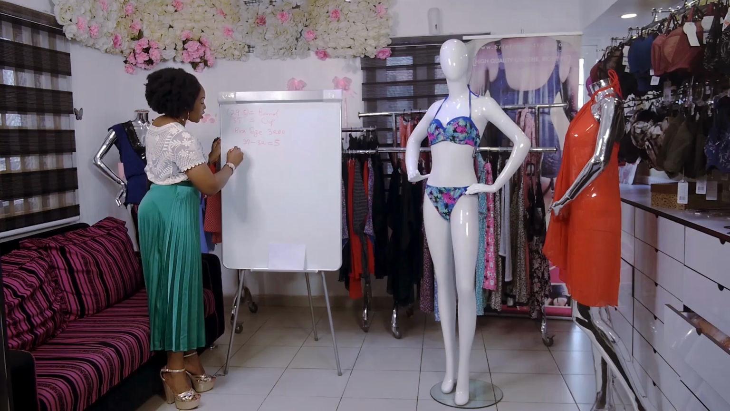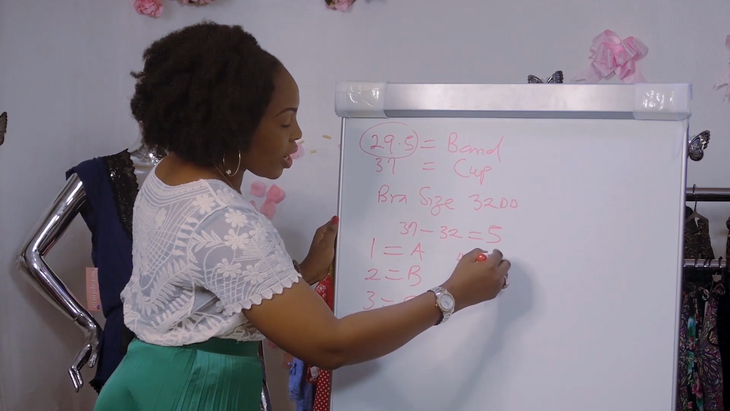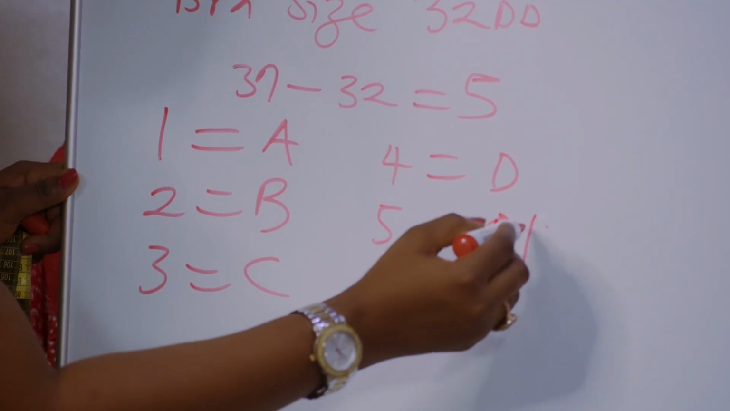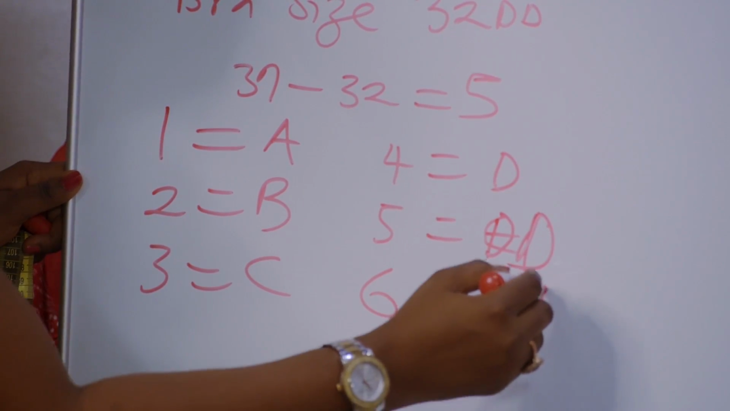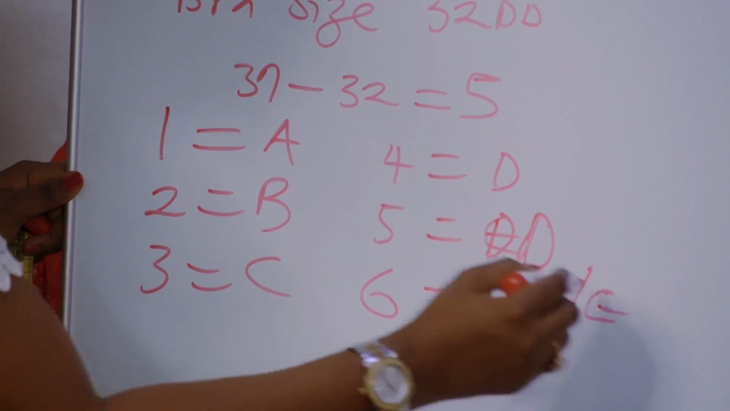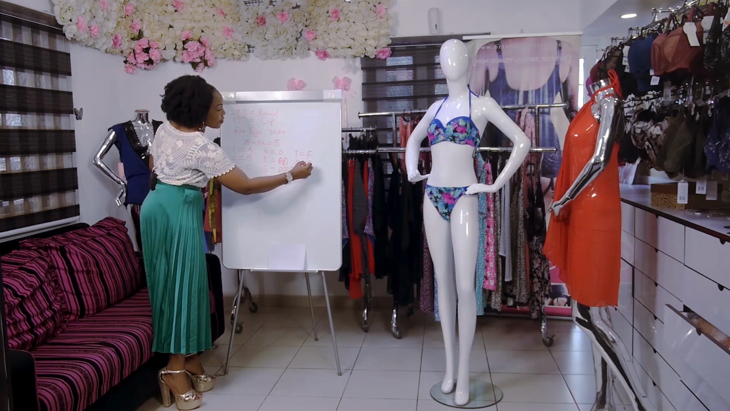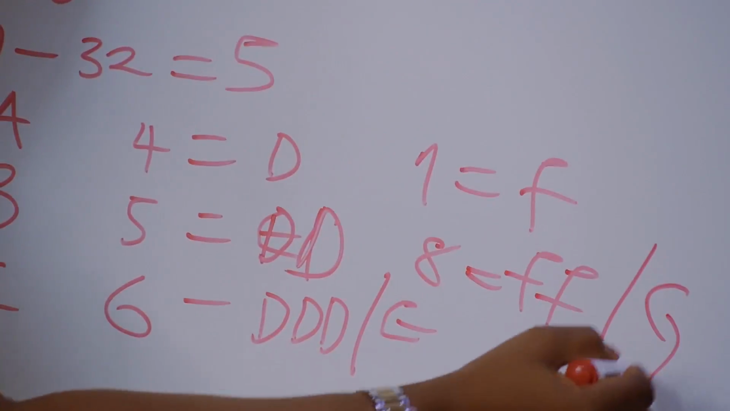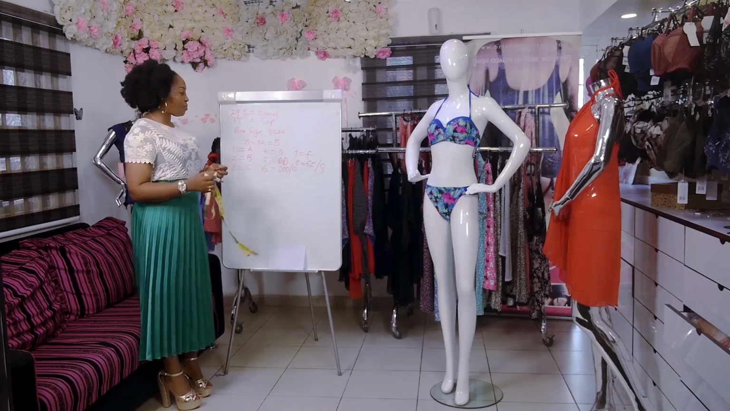So a difference of 1 would give you an A cup. A difference of 2 will give you a B cup. A difference of 3 will give you a C cup. Or 4, a D cup. Or 5, a double D cup. Of 6, a D or an E cup. Of 7, you have an F. Of 8, it could be FF, or sometimes a G. And it goes on and on like that until you get to a K cup.